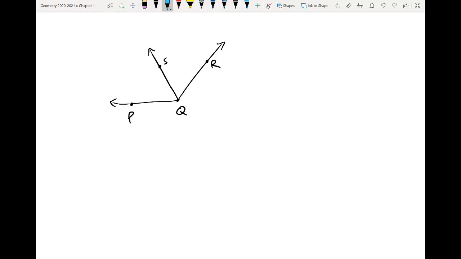What we are given here is that PQS is equal to 7x minus 5 degrees, and SQR is equal to 9x plus 11 degrees, and that the measure of angle PQR is equal to 102 degrees.